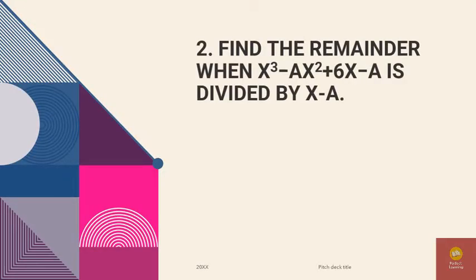Okay, the first problem we have solved. Now it's time to solve the second problem. Find the remainder when x cube minus ax square plus 6x minus a is divided by x minus a. We will solve this problem in the next slide. Come to the next slide, friends.